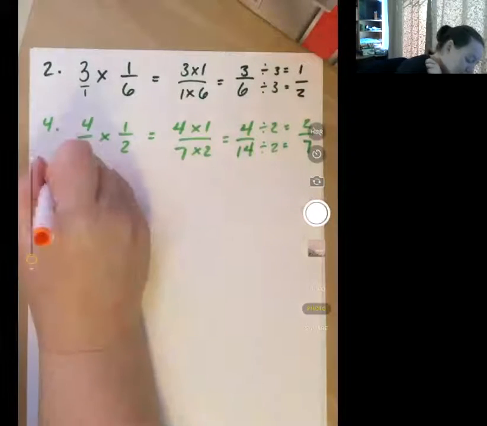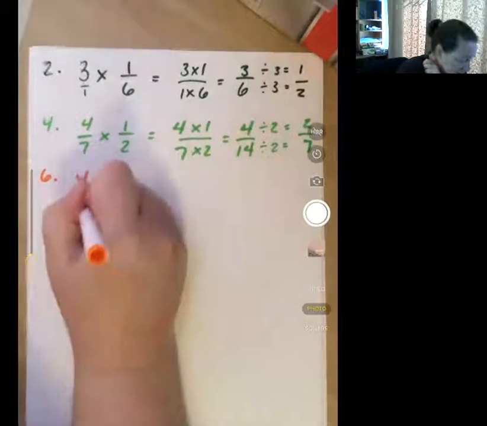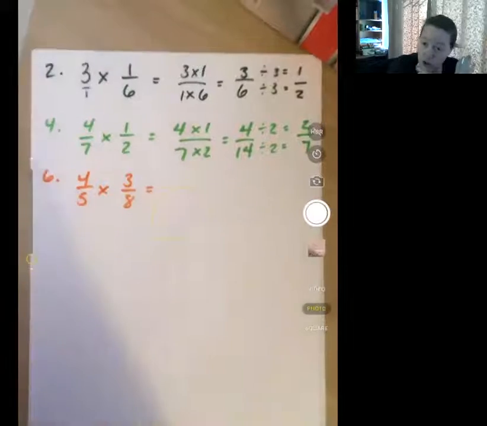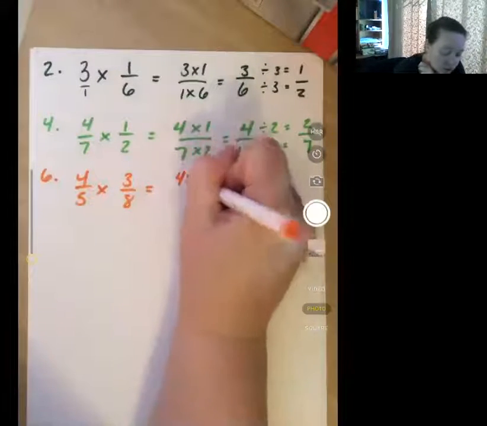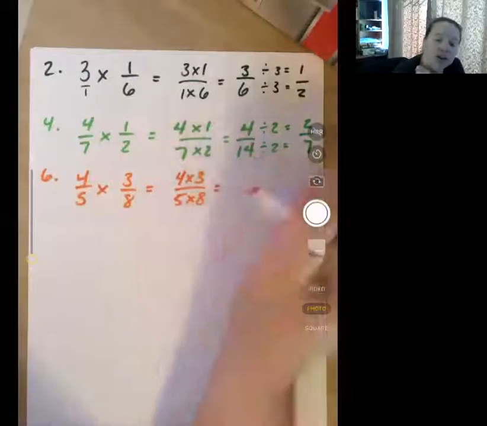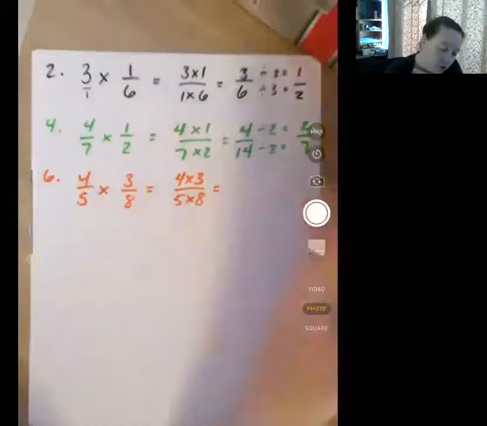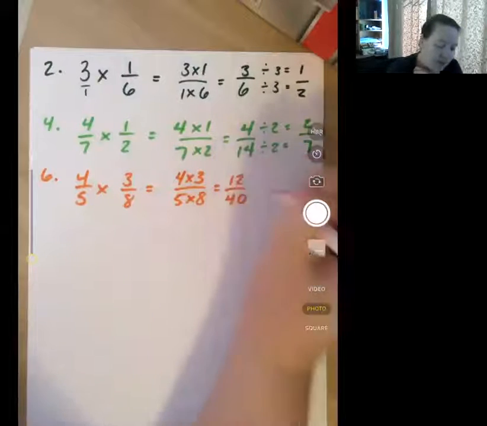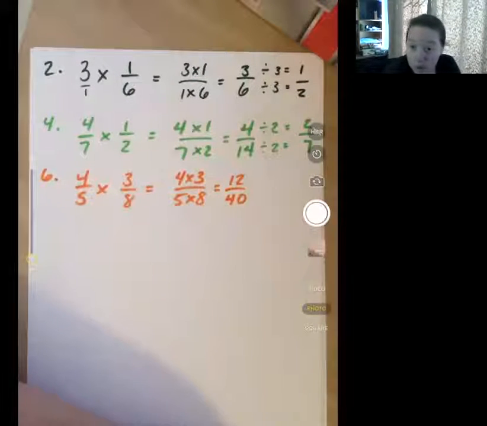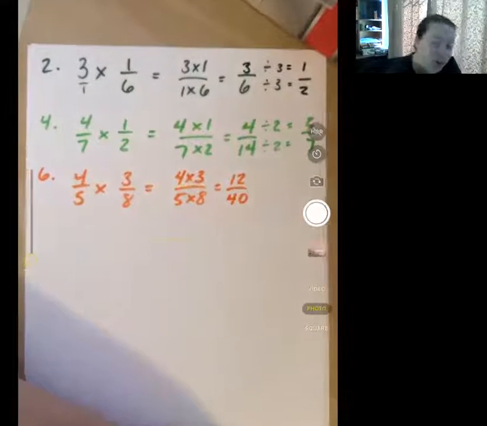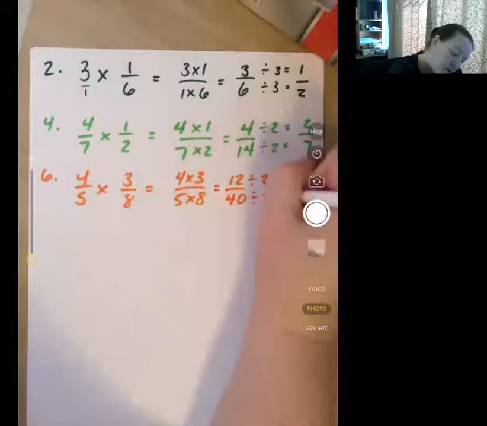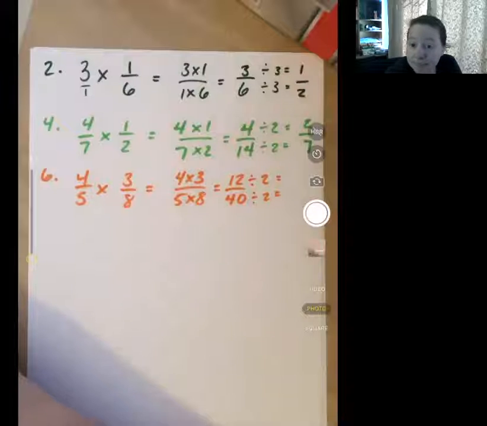Number 6. 4/5 times 3/8. So once again, we just go straight across. 4 times 3 over 5 times 8. 4 times 3 is 12. 5 times 8 is 40. And we can look at what we can take out. Remember, our choices are 2, 3, and 5. They're both even, so I can take out a 2. 12 divided by 2 is 6.